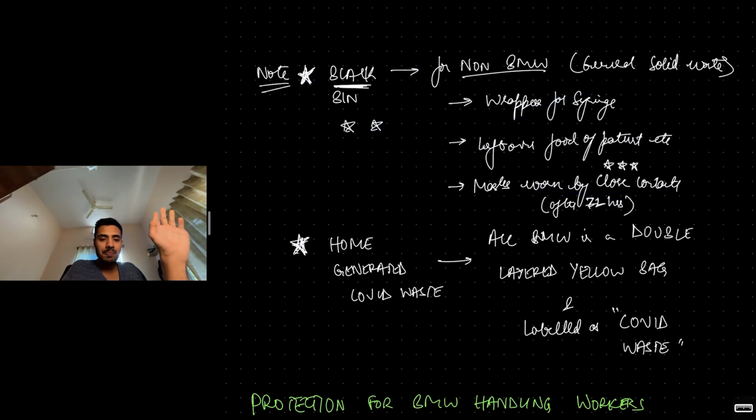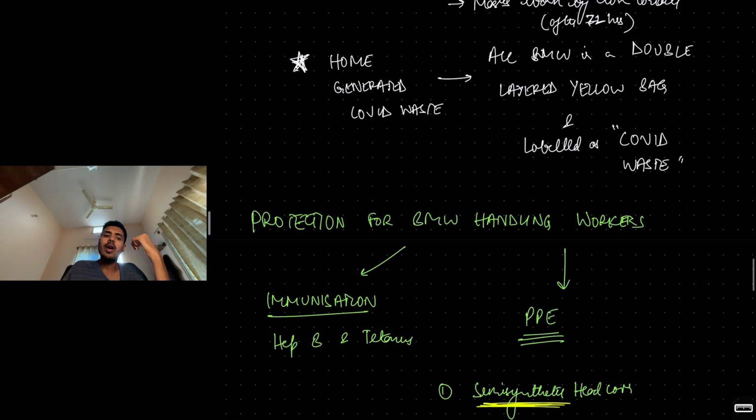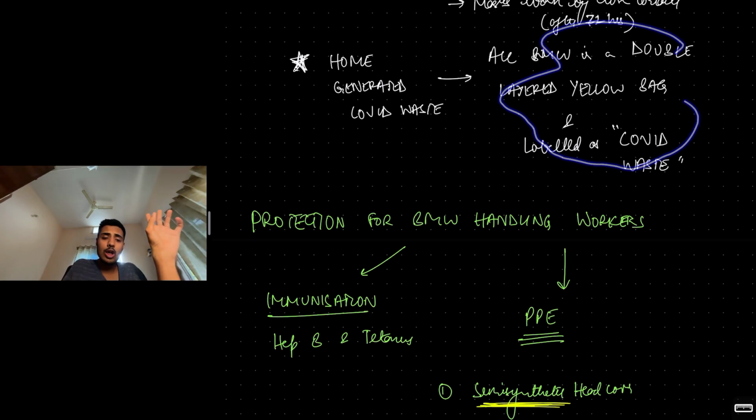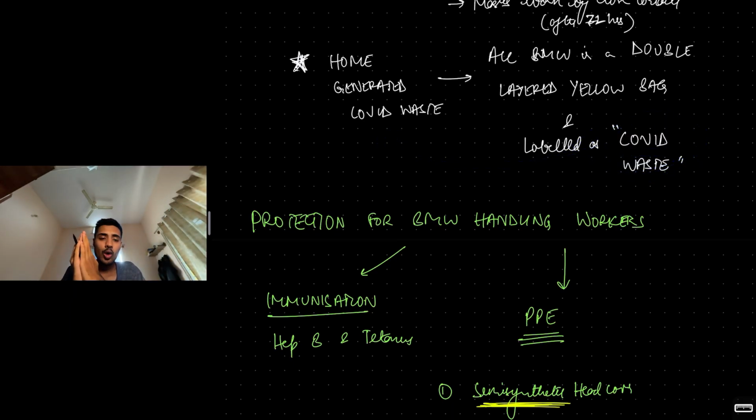Okay. Now, during quarantine, you're at home, you have a COVID patient, you have a lot of medical equipment, the COVID patient is coughing out sputum, liquid, a lot of biomedical waste is there. Do you have segregation? No, you're at home. So what you do is you take a double layered yellow plastic bag and put all the biomedical waste into that. Everything, liquid, syringes, expired medicine, whatever it is, put all the biomedical waste in a double layered yellow plastic bag and label it as COVID waste. This is for home generated COVID waste in quarantine.